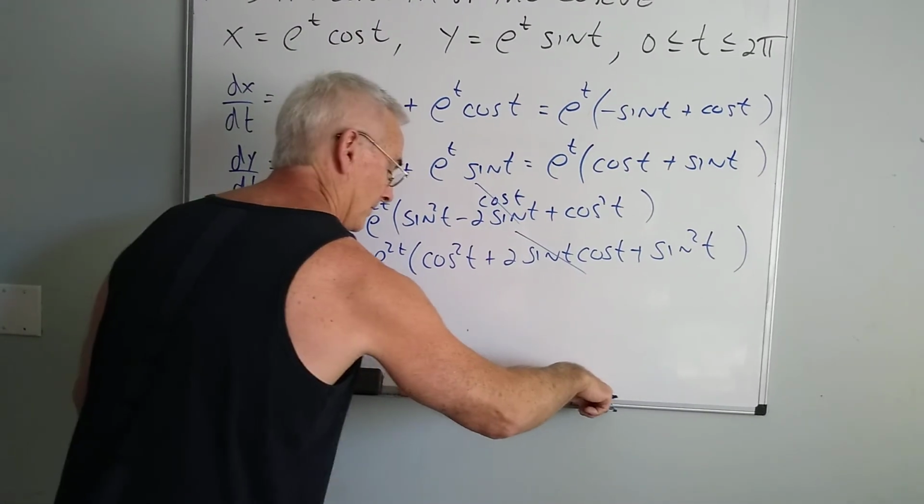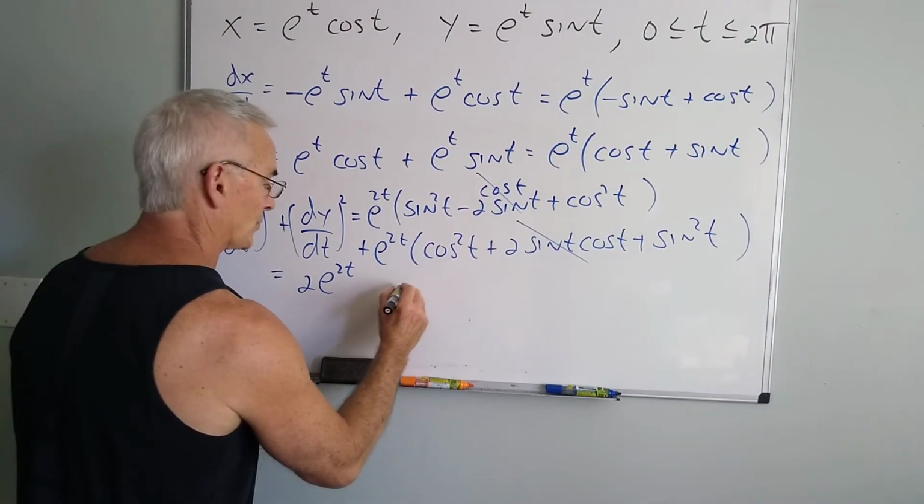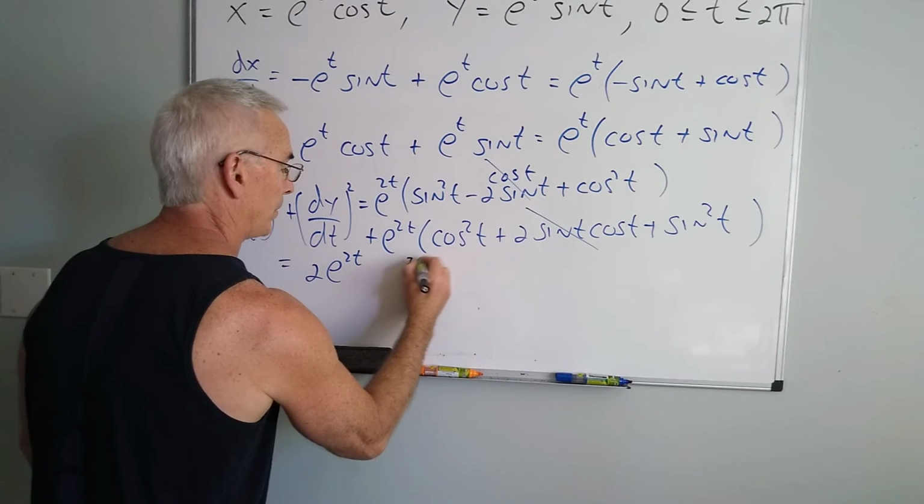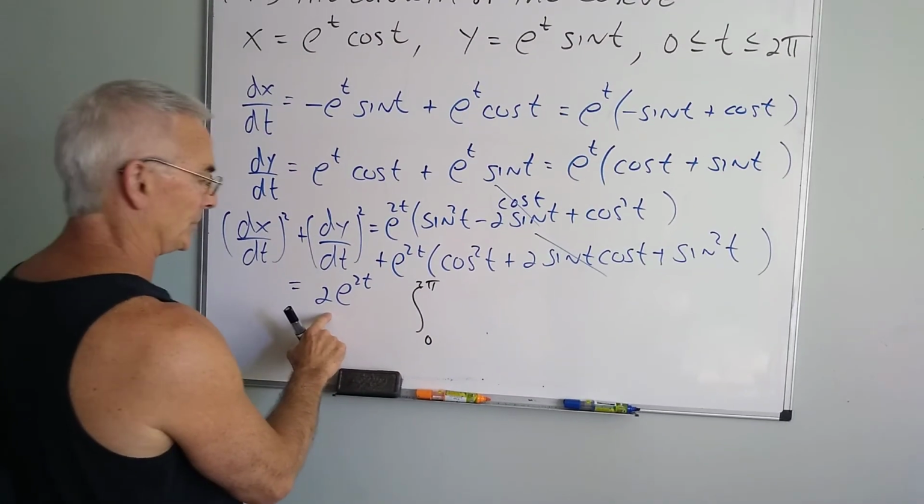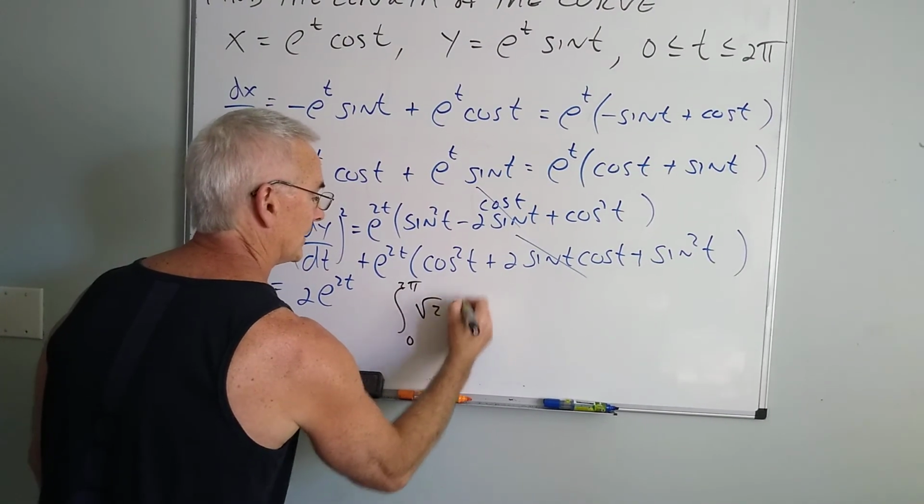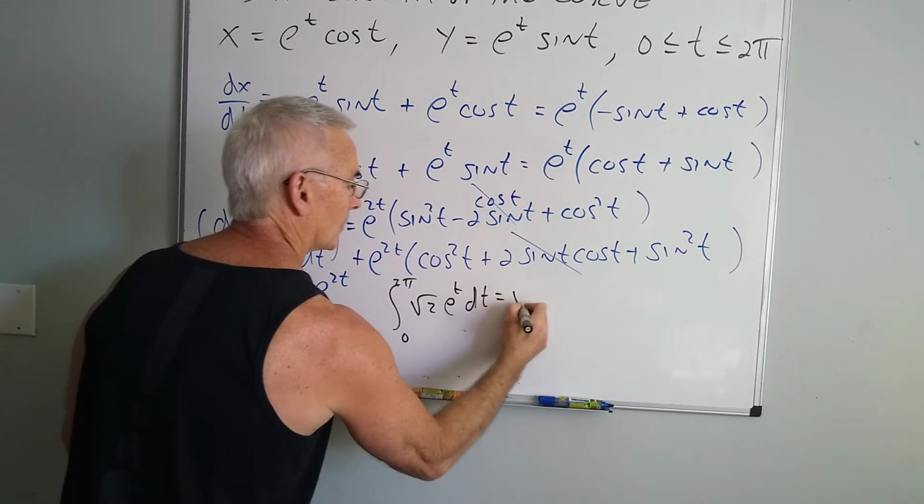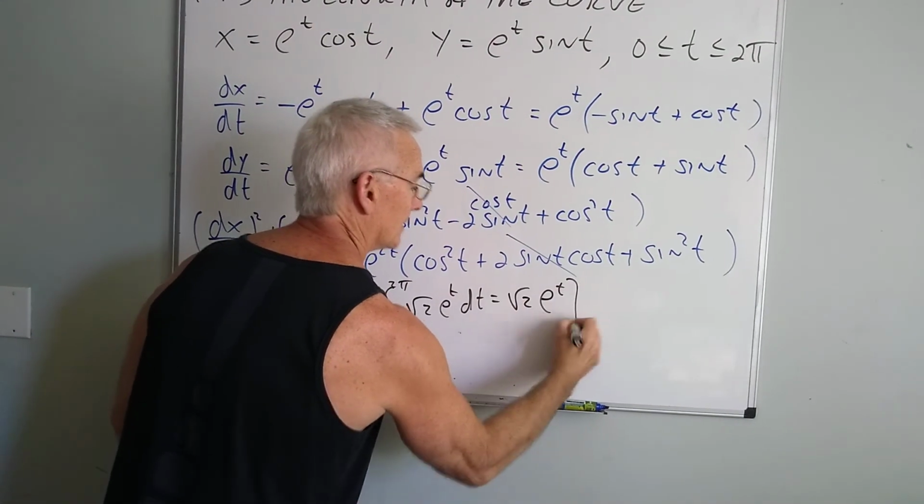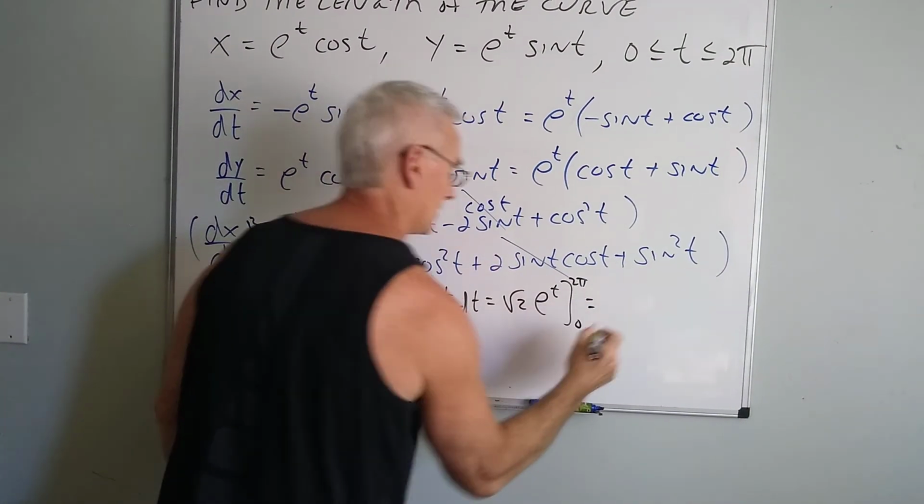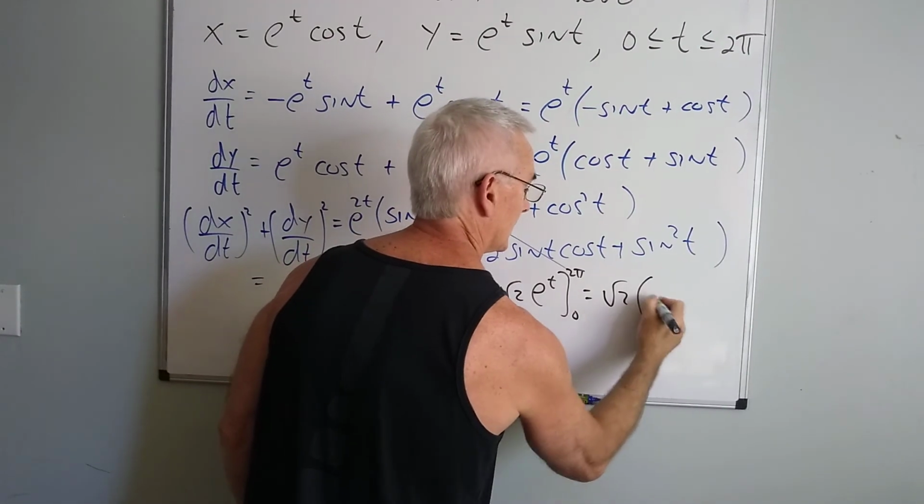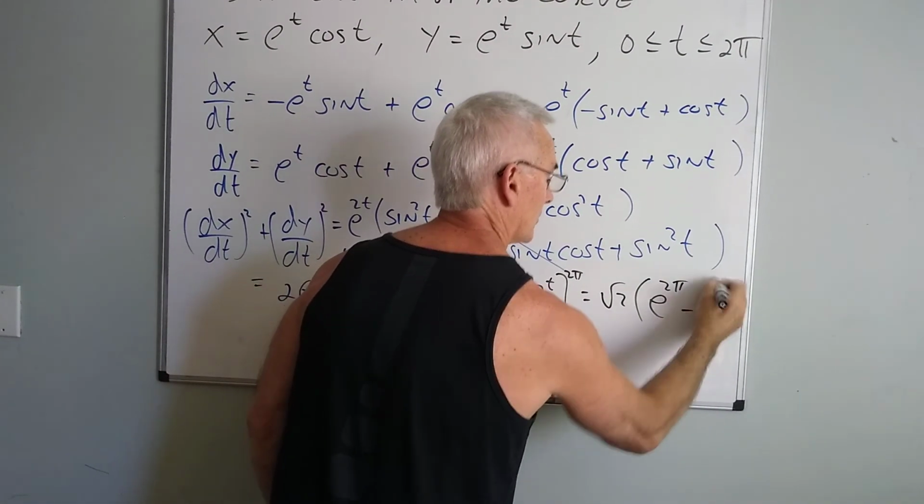So finally, the integral, which will be from 0 to 2 pi, will be of the square root of this, so root 2 e to the t dt, which is root 2 e to the t from 0 to 2 pi, or root 2 times (e to the 2 pi minus 1).